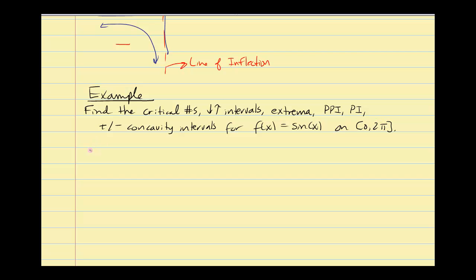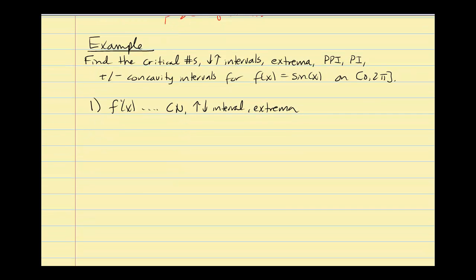So let's go ahead and look at our first step. On our first step, we're going to take the first derivative, and the first derivative will get us information about critical numbers, increasing and decreasing intervals, and extrema. And when we're talking about extrema, we mean relative maxes and relative mins. So to start, we need our first derivative. Well, our original function is the sine of x. The first derivative of sine of x is the cosine of x times the derivative of x, which is 1.